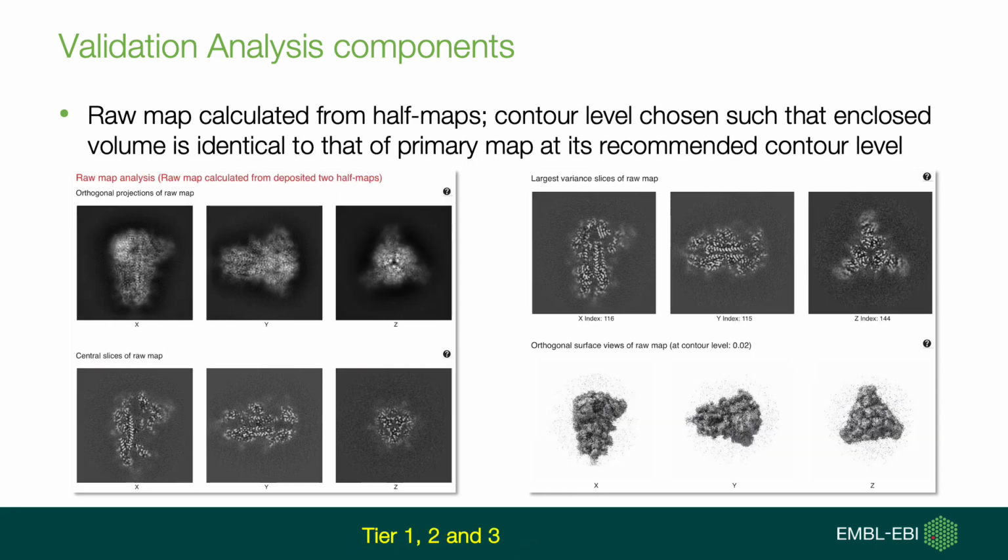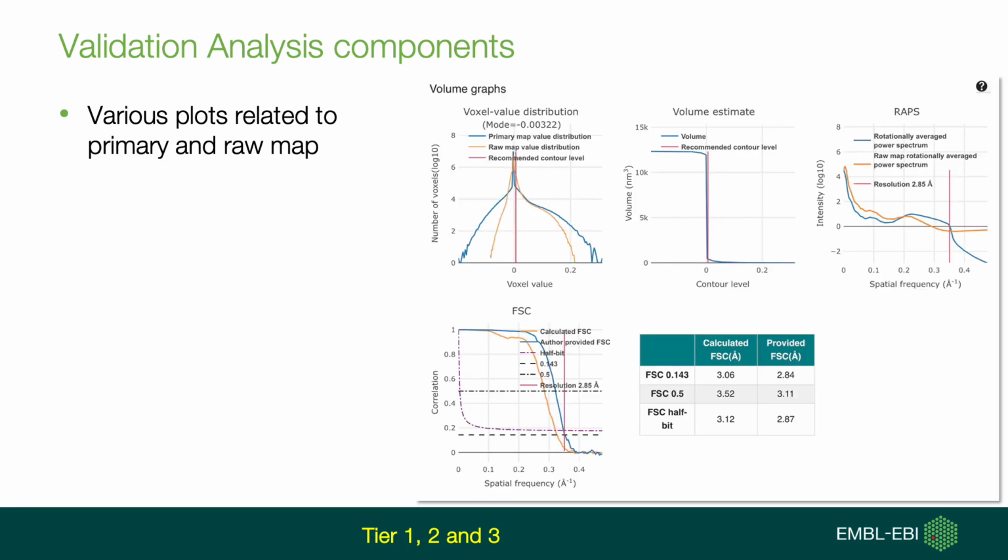So that's tier 3. If there are half maps, we calculate a raw map. And again, we show a number of slices and projections in all the 3 tiers. We also show the view of the map. The contour level is not defined, but what we do is we set it such that the volume enclosed by the raw map is the same as the volume enclosed by the primary map. So it's approximate, but it works quite well in most cases.